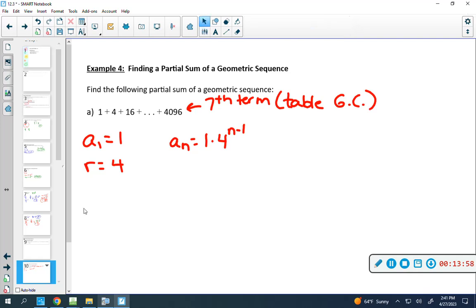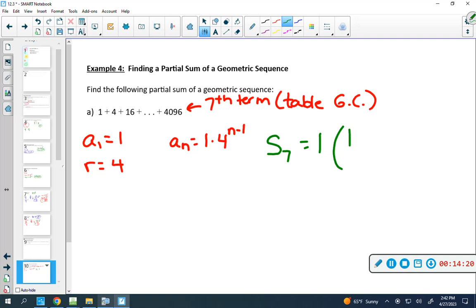Now I'm ready to actually do my sum formula here. Because I don't want to go through and find the middle terms and add them all together, that just seems obnoxious, I'm going to use my formula. So the sum of the first 7 terms, now that we know that's the 7th. Looking at my formula, it's the first term, which ours is 1, over 1 minus r. R we figured out was 4. And then of course, n, how many terms we're doing the sum of.